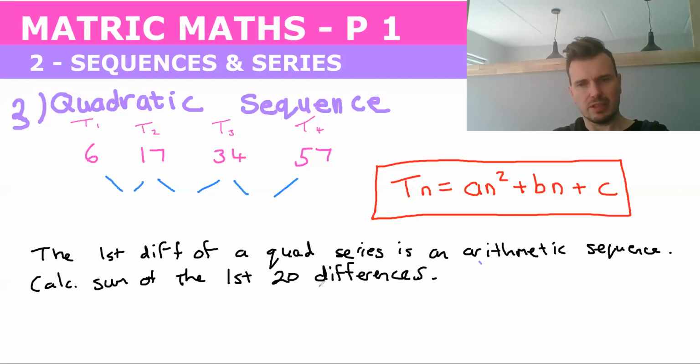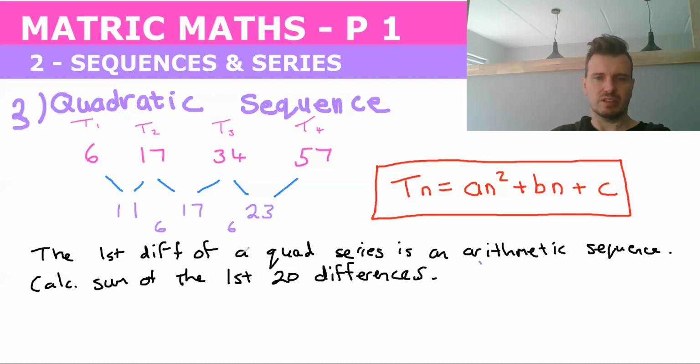So it sounds quite complicated, but this first bit here, the first difference of a quadratic series is an arithmetic sequence, is just telling you what you already know. Because if we look at the first difference of these, we get 23, 17, and 11. And we get 6 and 6. So we see that there's a common difference. So this is always going to be an arithmetic series.